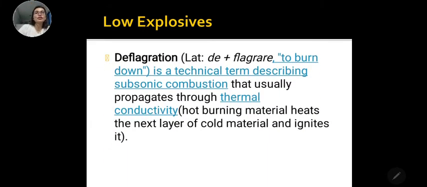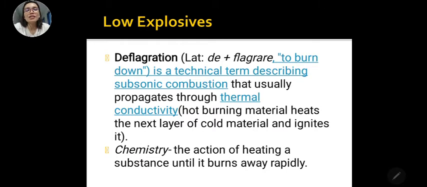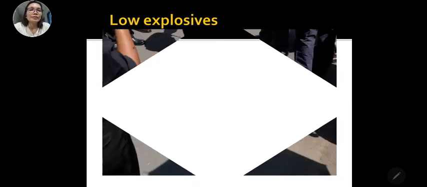So what is deflagration? It means to burn down, or is a technical term describing subsonic combustion that usually propagates through thermal conductivity. Hot burning material hits the next layer of cold material and ignites it. So nagkakaroon ng heating. The action of heating a substance until it burns away rapidly. So that is what happens after an explosion using a low explosive.